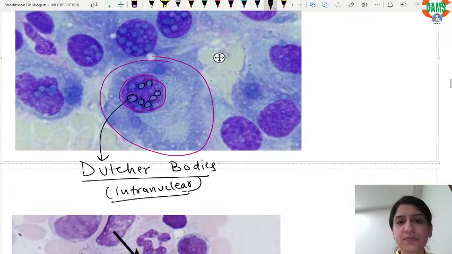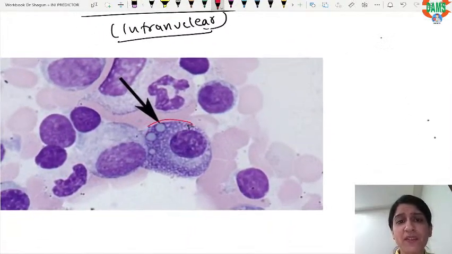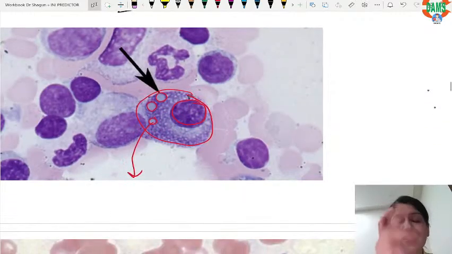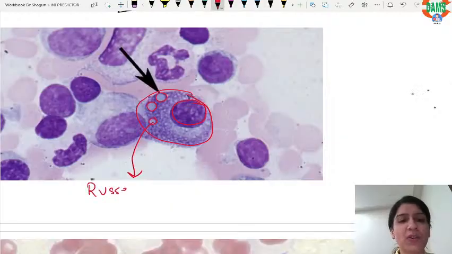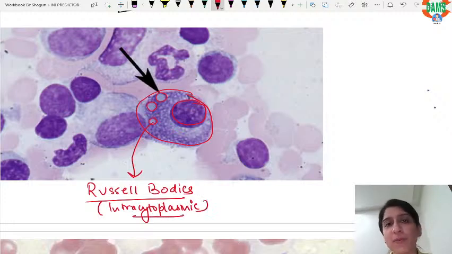Okay, next. If I'm looking at my multiple myeloma patient, again, this is your plasma cell. This is the nucleus of the plasma cell. But can you see these globules here? कहाँ present हैं? Where are these globules present? Inside the nucleus? No. They are present inside the cytoplasm. And I'm talking about your, yes, these are your Russell bodies. And the location is intracytoplasmic bodies. Important bodies that you're going to see in multiple myeloma.